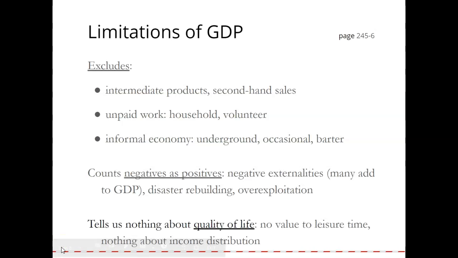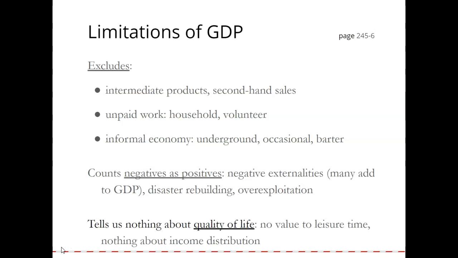The other limitation of gross domestic product is that it counts negatives as positives. In other words, if there is a hurricane, for example, and it results in a large building project to rebuild property that was destroyed, that's actually a negative externality, but it's going to add to the GDP. So that negative externality is not going to be reflected in the GDP.